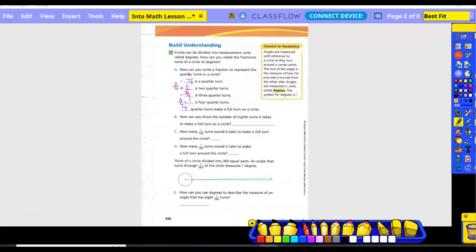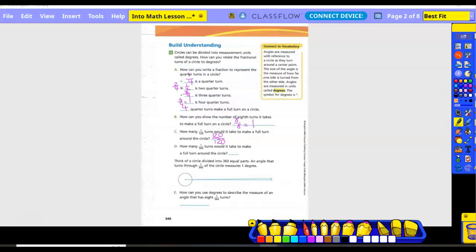Okay. So how can you show the number of 1/8 turns it takes to make a full turn on a circle? So 1/8, what's going to be our denominator? 8, right? Okay, so how many 1/8 turns would it take? 8 eighths, right? Which is also 1 whole. How many 1/120th turns would it take to make a full turn around the circle? 120, right? So that would be a lot of little slivers, right? But it would take 120 of those to make a full turn.